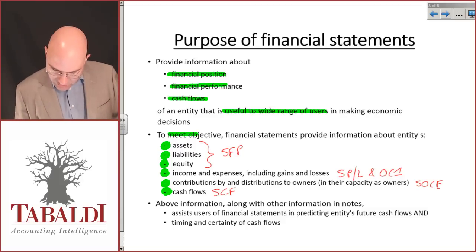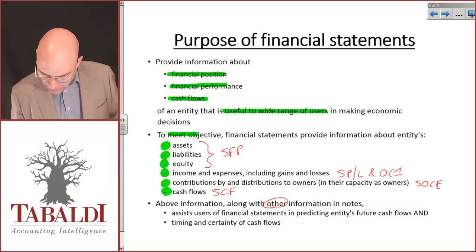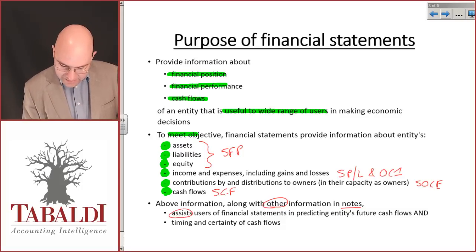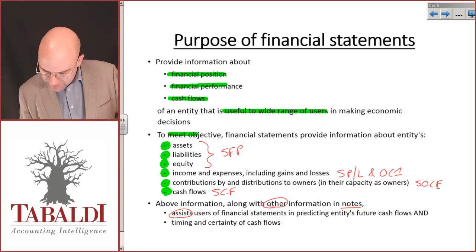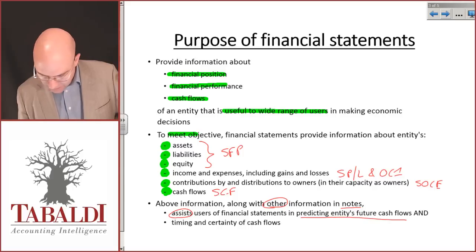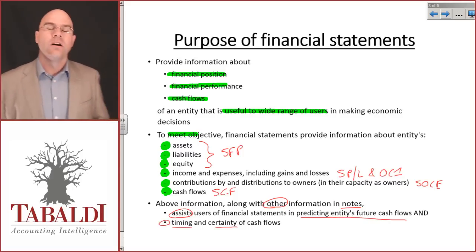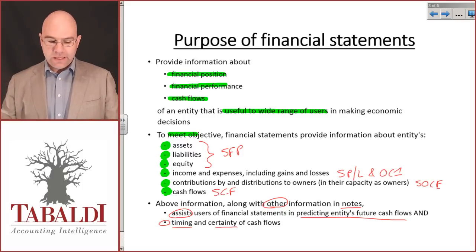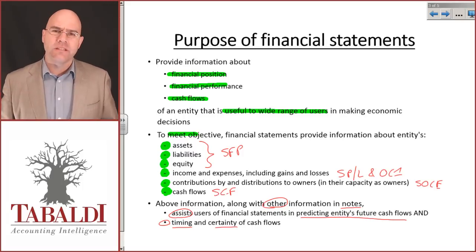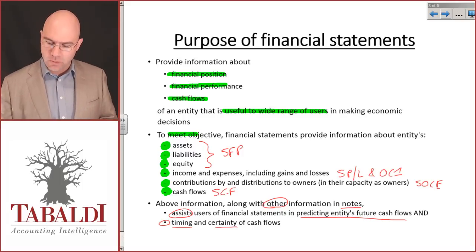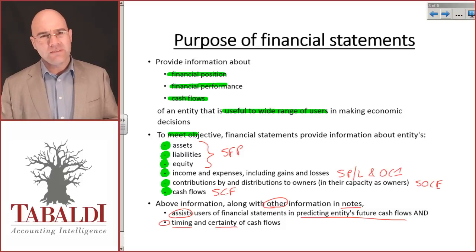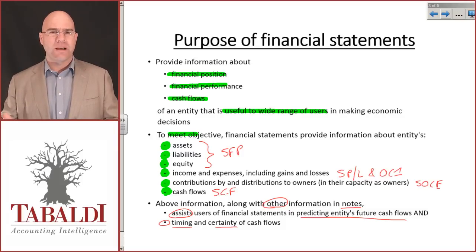All the above information, along with other information in the notes, will help assist the users of financial statements in predicting the entity's future cash flows and any timing and uncertainty of those cash flows. That gives us a well-established idea of the purpose of financial statements per IAS 1. We also have an additional purpose which IAS 1 talks about, being stewardship, but that is a secondary purpose.